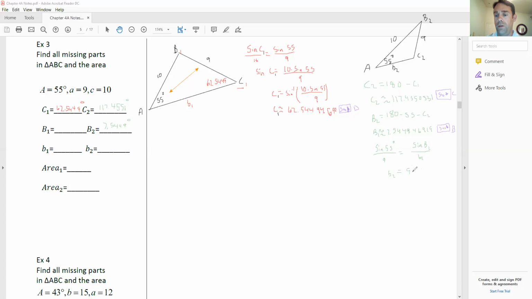9 times sine of big angle B2, which I have stored in my calculator, all over sine of 55 degrees. Which is about, oh, what would that be? 1.442632317. If I want that, I can store it. I'll be honest, I'm not going to use it, so I'm not even going to bother storing it.